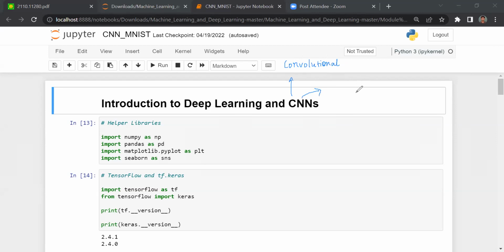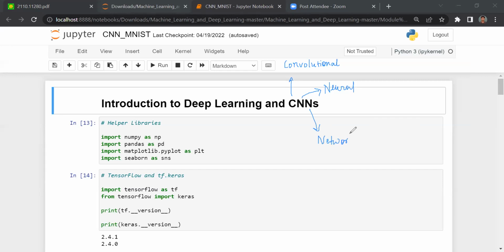So we'll see the architecture of CNNs, maybe not from a very detailed perspective, but we'll try to understand what it does. What's the basic structure? We'll be able to understand what this convolution means. So, convolutional neural network.